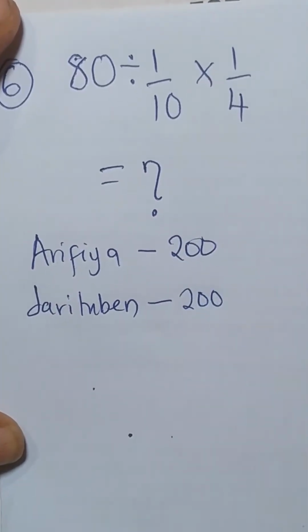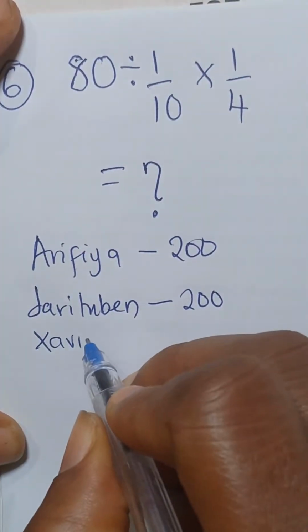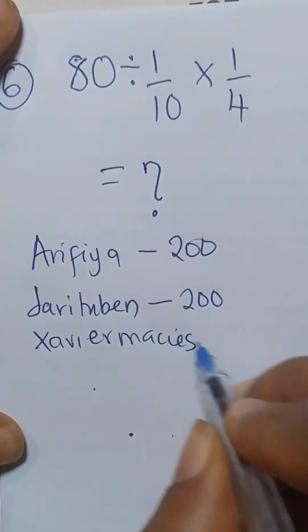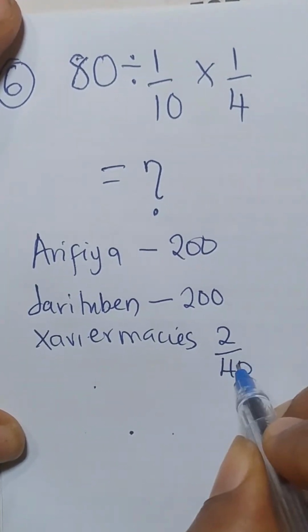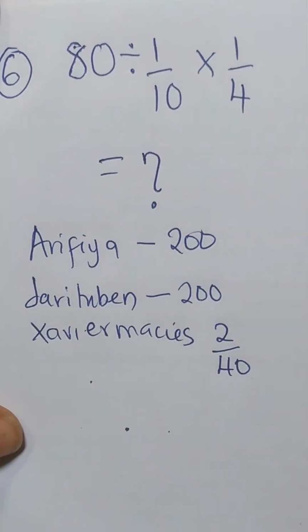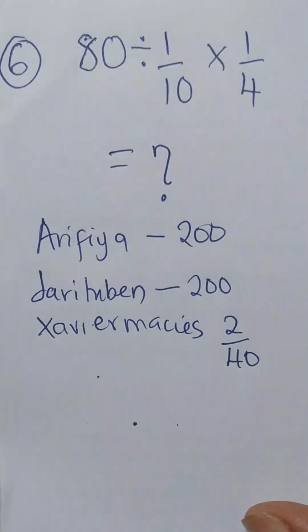All right. We have Xavier Messias. We have 2 over 40. Okay, so we need more answers. All right, so we have 3. We need 2 more. Please solve and drop your answer. Let's see.